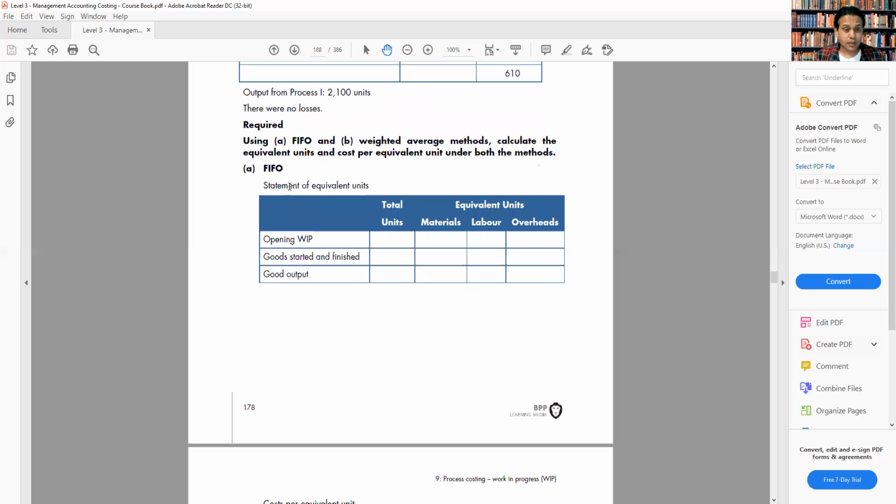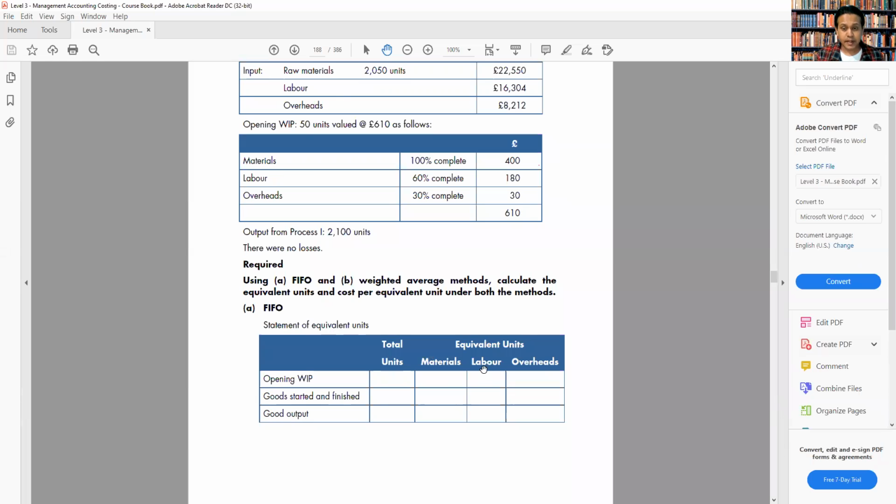The first thing we need to calculate is the statement of equivalent unit. So we need to see what is the difference between the opening inventory and the actual output. So opening and the good started and finished, that is the actual, and the total output, that is 2100 unit. And we have to see equivalent unit. Material is 100% complete. Labor 60, so 40% left. We're going to calculate the 40% here, and overhead is 30% complete, so 70% we're going to calculate.